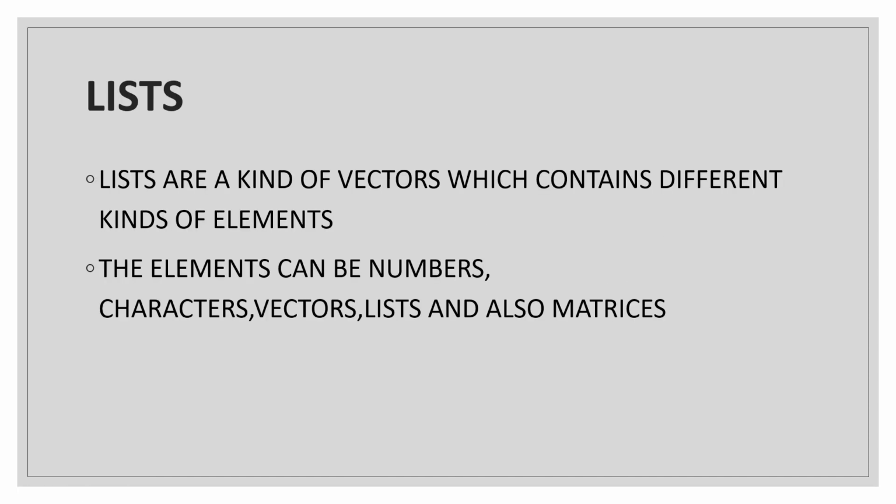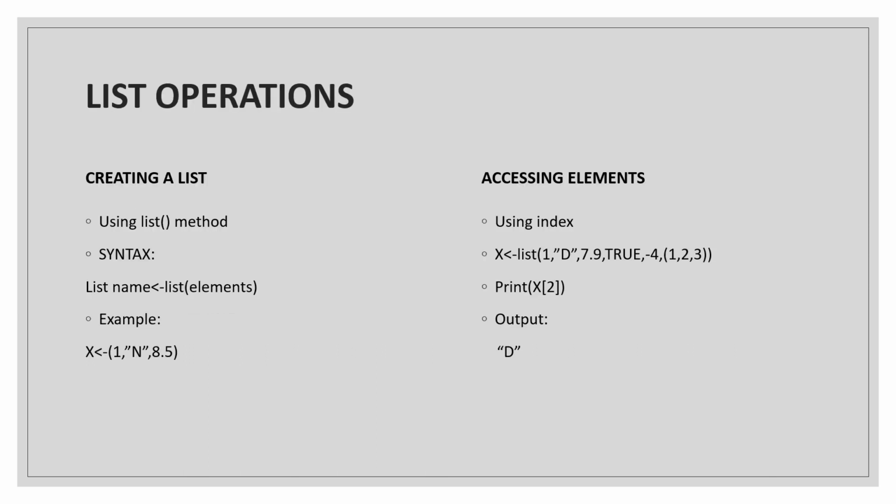Lists. A list is a kind of vector which contains different kinds of elements. The only difference between a vector and a list is that a list can contain different types of elements. Those elements can be numbers, characters, vectors, lists, and also matrices. So let us see what operations can be performed on a list.